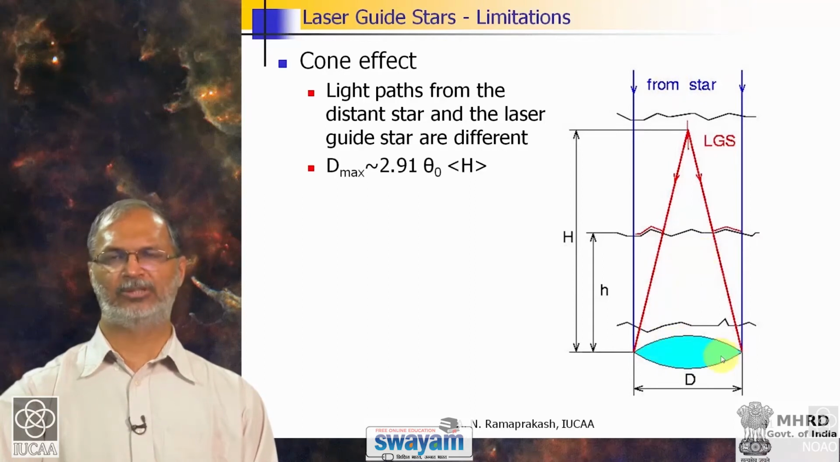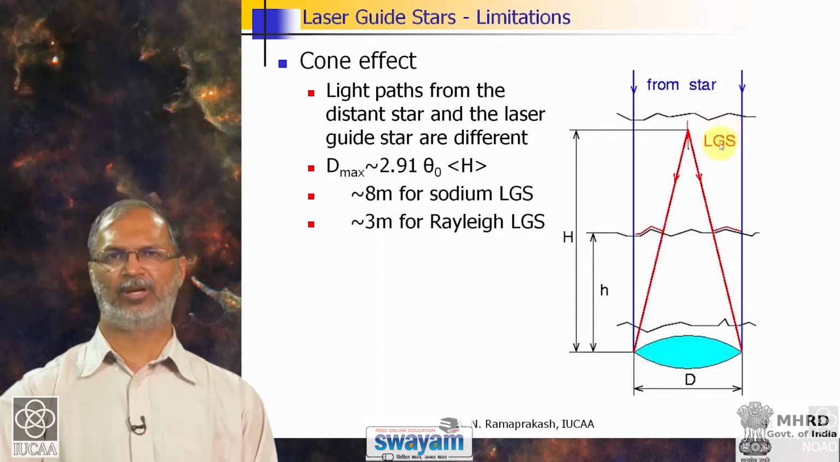But for small telescopes, this cone effect is negligible, because this height is large enough, the diameter is small enough, this angle is small enough. So, this cone is almost acceptable. But for example, for an 8 meter class telescope, a sodium laser guide star focused at a height of about 90 kilometers is pretty good. It gives a reasonably good atmospheric compensation.